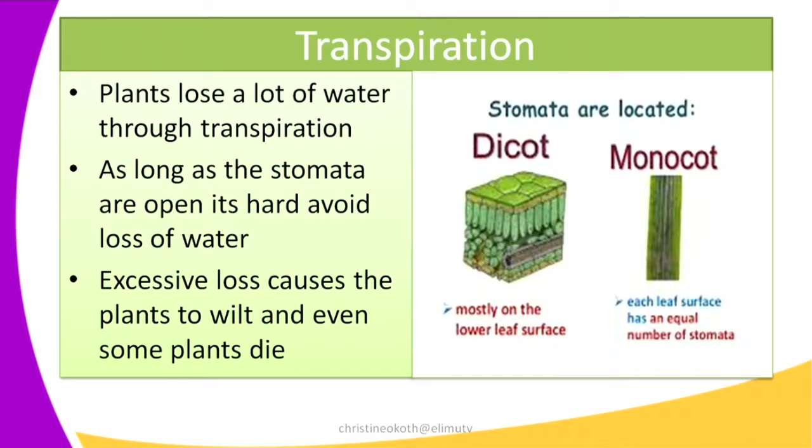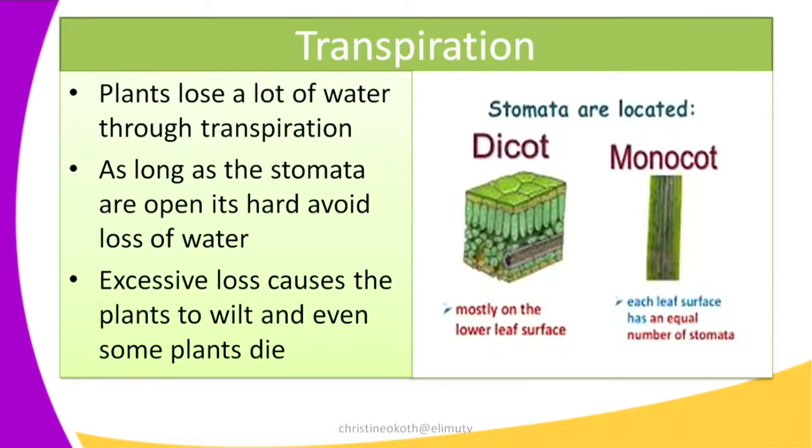So simply you say transpiration is just the loss of water from the plants by the process we call evaporation. Plants lose a lot of water through the process of transpiration. So as long as the stomata are still open, there's no way we can avoid the loss of water through the stomata. Excessive loss of water can cause the plants to wilt. Some plants can even die. You can look at the structures of leaves where there is no water. The dehydration causes the plants to wither, they wilt, and most of them can end up dying.